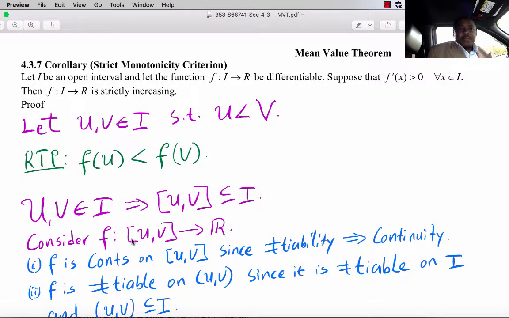Corollary 4.3.7, strict monotonicity criterion. Let I be an open interval and let f be a function from I to R, and f differentiable. Suppose the first derivative is greater than 0 for every x in I, then we claim that f is strictly increasing on I, i.e. if u and v are elements in I with u less than v, we want to prove that f of u is strictly less than f of v.